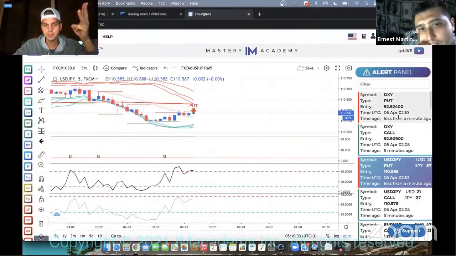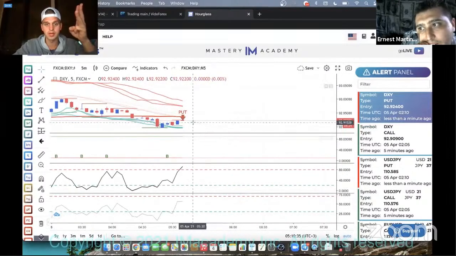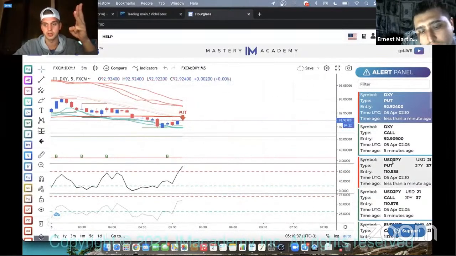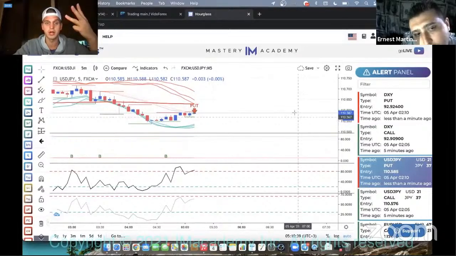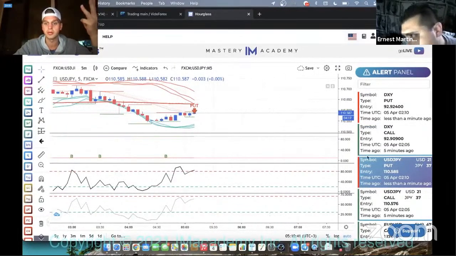All right. If we go over to the DXY, it also says that the dollar is going down. So that could be another indicator that USD JPY is going down.